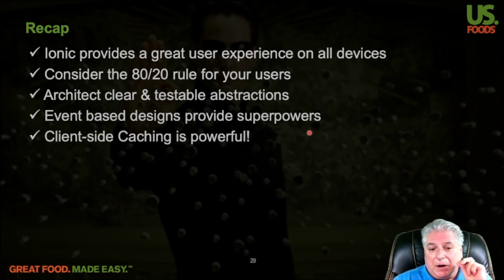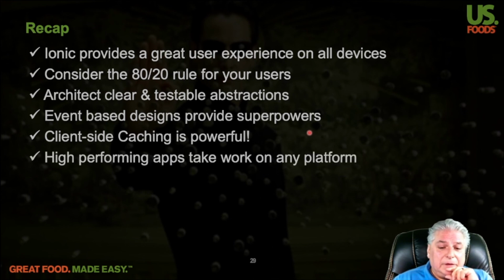Client-side caching, very powerful if you can get there, especially for mobile apps. And then high-performing apps take work on any platform. As we talked about with the selectors and tiering it and all of that, no matter if you're on Ionic or web or native applications, it takes work to build a high-performing application. So just because you get the feature done doesn't mean you're done from a performance perspective. Iterate on it. You don't have to solve it all at one time. You get it working, that's step one. Step two is, how do we improve it? Iterate on that over a couple sprints, and you'll get to a great performance level.